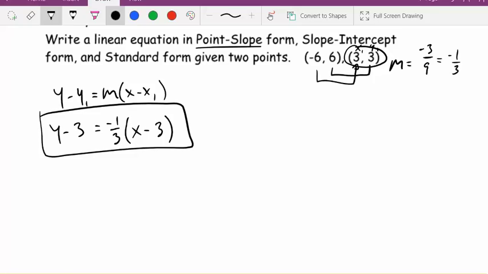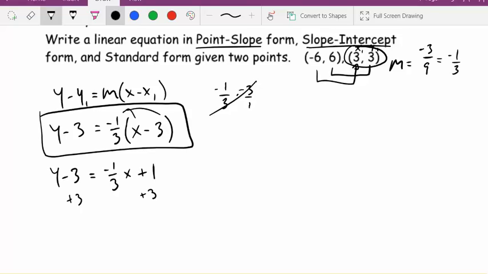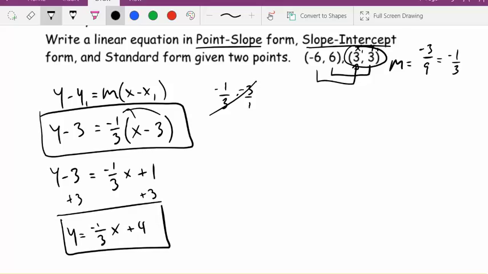Now we're going to go from point-slope form to slope-intercept form. So we're going to distribute this. Y minus 3 equals negative 1/3 x. Negative 1/3 times 3, those 3's are going to cancel, so it gives me negative 1, but 2 negatives make a positive because it's times negative 3, so it's positive 1. And now we'll add 3 to both sides, and we get y equals negative 1/3 x plus 4. That's slope-intercept form.